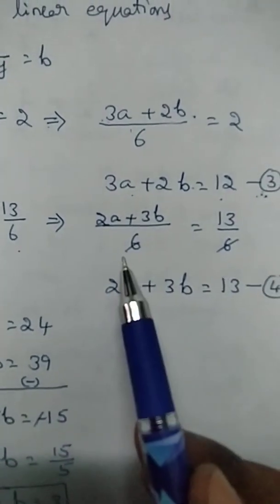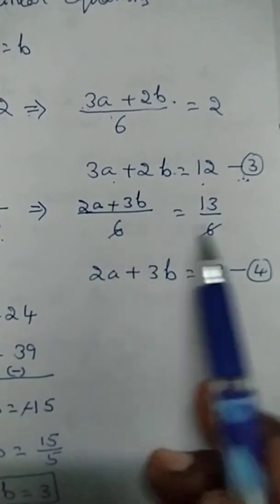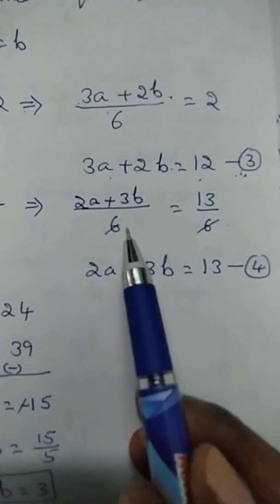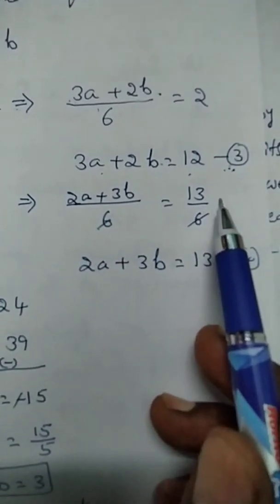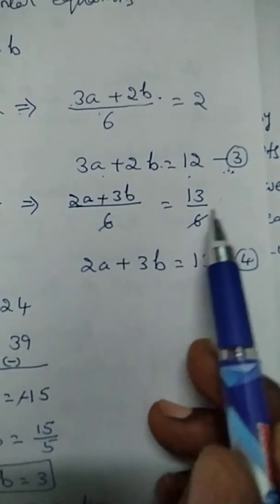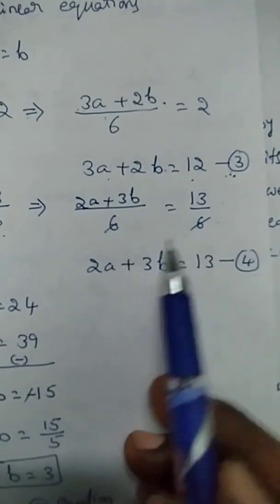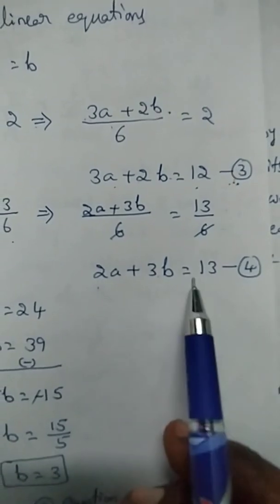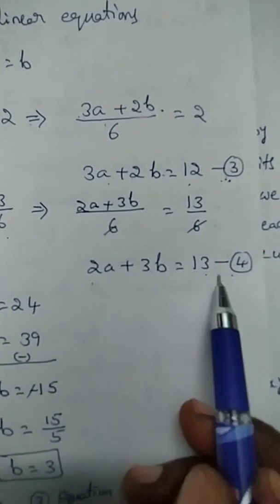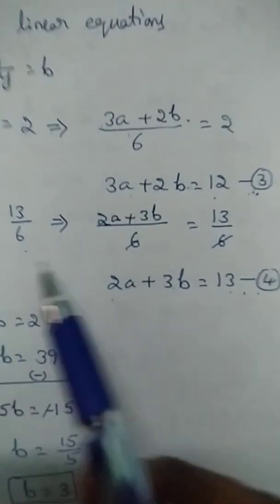Both the denominators are the same on both sides, so automatically you can cancel. Why? Because this denominator should be transposed to that side to become a numerator, meaning 13 into 6 by 6, the 6 cancels. Instead of that, you can cancel directly here. Then 2a plus 3b is equal to 13. This is the fourth equation. It is a new equation based on that second equation.